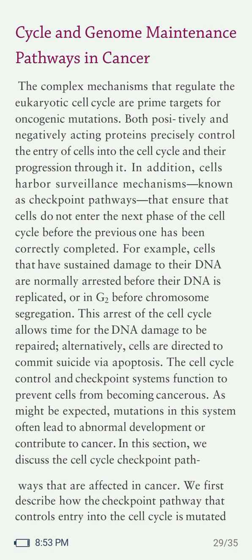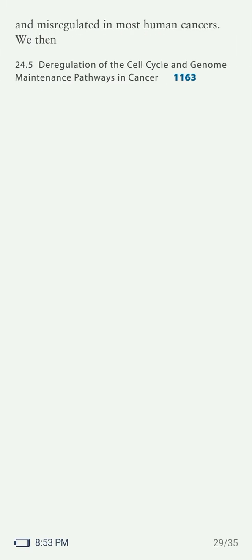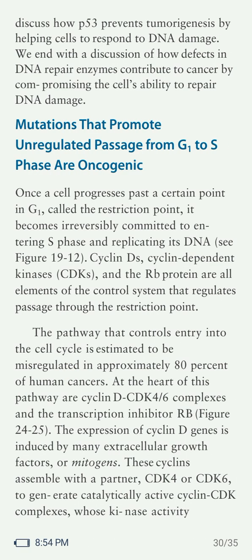In this section, we discuss the cell cycle checkpoint pathways that are affected in cancer. We first describe how the checkpoint pathway that controls entry into the cell cycle is mutated and misregulated in most human cancers. We then discuss how p53 prevents tumorigenesis by helping cells to respond to DNA damage. We end with the discussion of how defects in DNA repair enzymes contribute to cancer by compromising the cell's ability to repair DNA damage. So, mutations that promote unregulated passage from G1 to S phase are oncogenic.